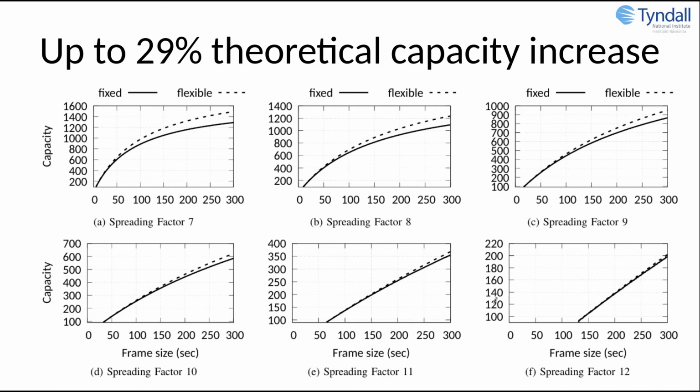Using mathematical analysis, which is presented in the paper in detail, we can observe a capacity increase of up to 29%, especially for the lower spreading factors, for example here or here. Of course, this advantage diminishes as we move to higher spreading factors due to the lower number of nodes that we can accommodate in those spreading factor frames. For example, here we have a much lower number of nodes than what we have in a spreading factor 7 frame.